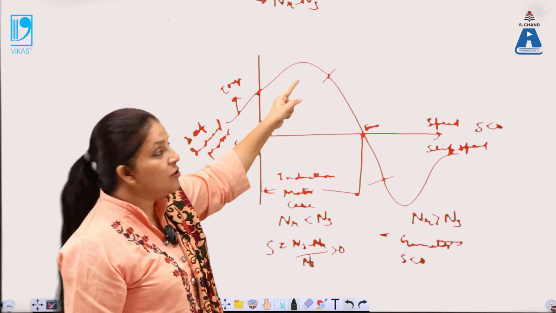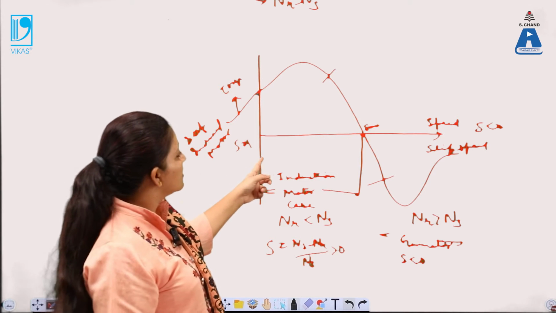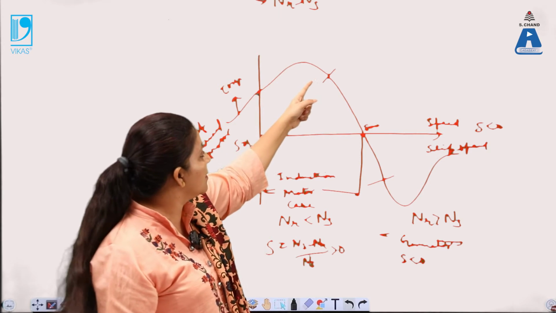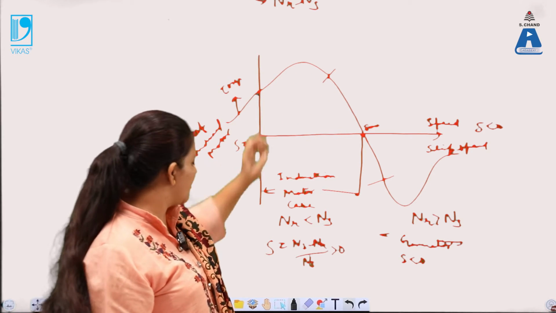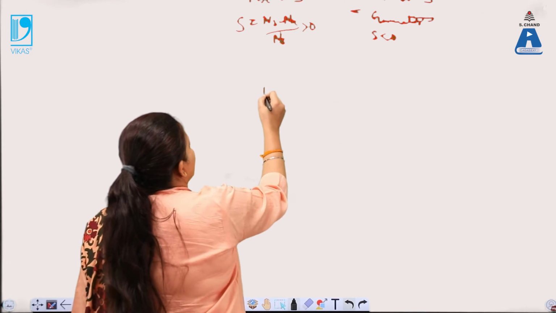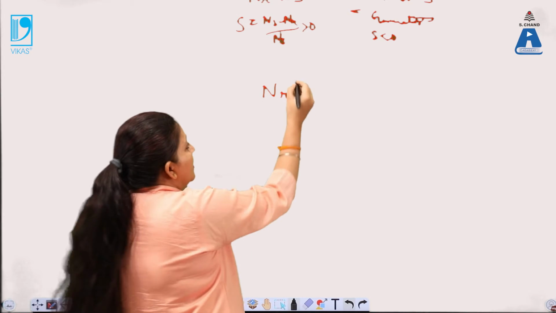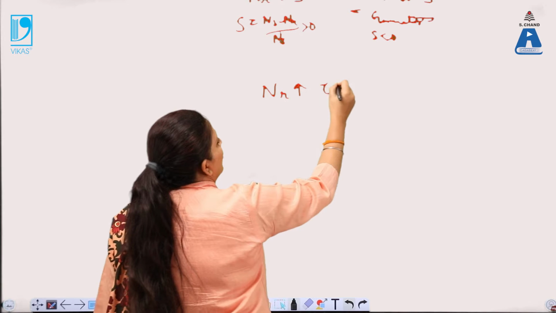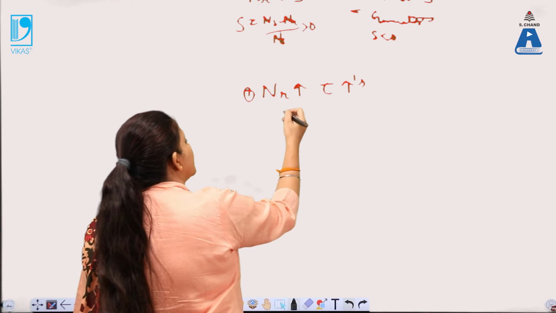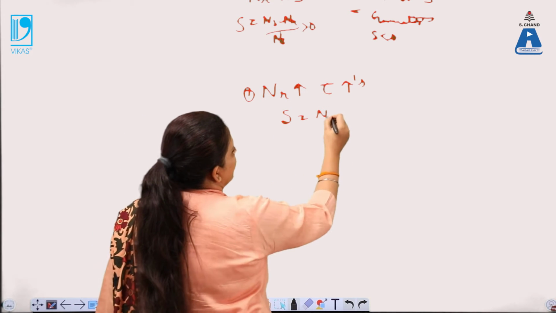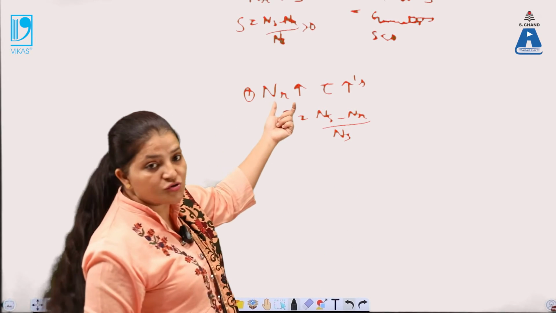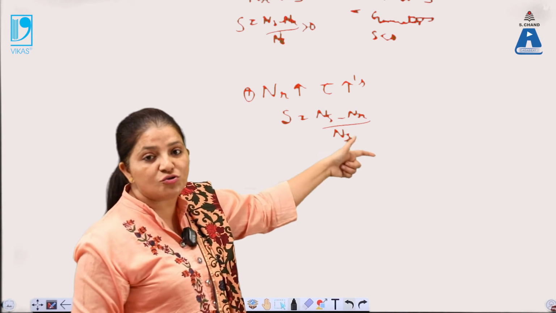Now after that, you can clearly see that as soon as S goes on increasing, the value of the torque goes on increasing and it reaches a maximum value over here. So in this case, as NR, that is the rotor speed, goes on increasing, the value of the torque goes on increasing. So that is the first region. And also the slip, what is the value of slip over here? That is NS minus NR divided by NS. As soon as NR goes on increasing, the slip value goes on decreasing.